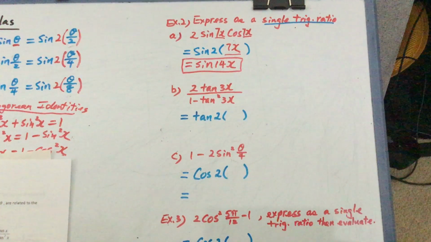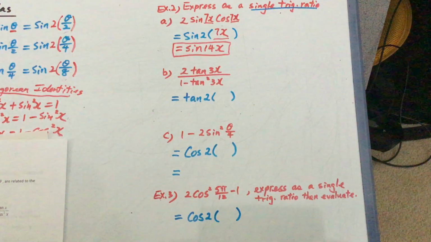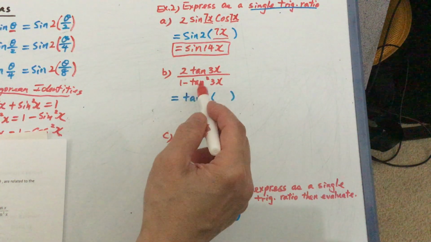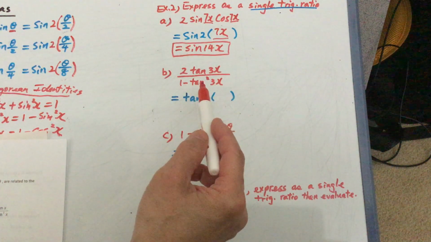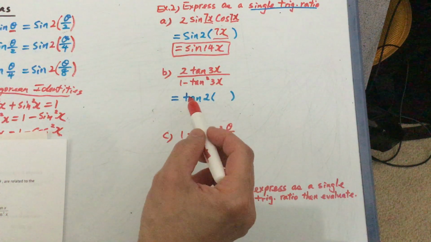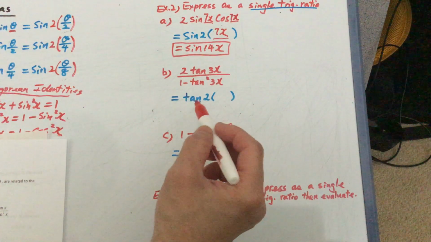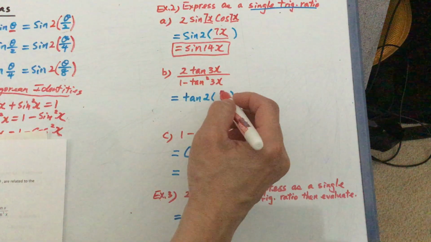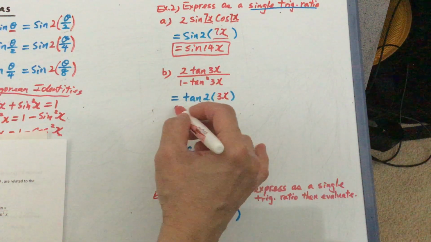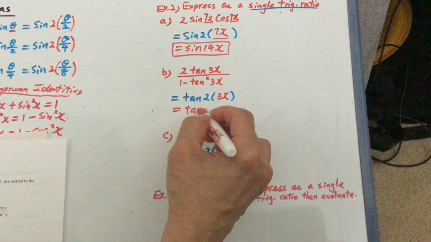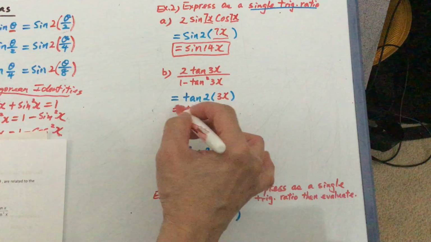Next one is the 2 times tangent 3x over 1 minus tangent square 3x. And if you recognize this as the double angles for tangent, then you know that this question is going to be equal to tangent of 2 times the theta, which is 3x. And therefore, you can further simplify this into a tangent of 6x.